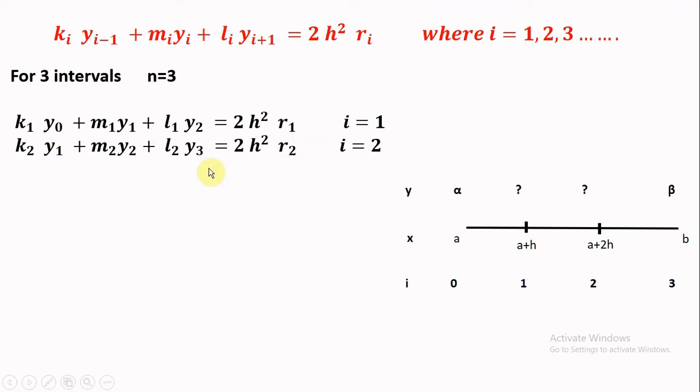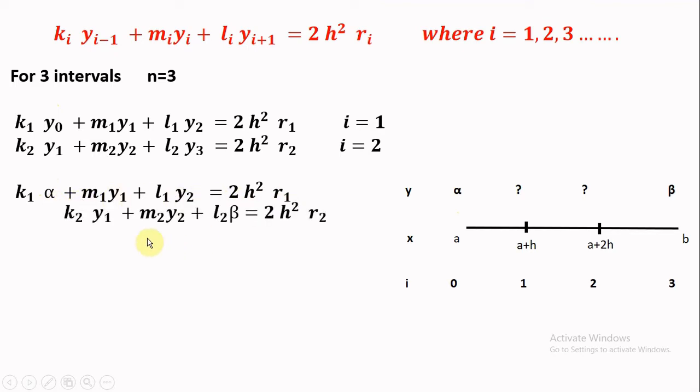So these are the 2 equations which we'll get. And over here, y0 is again, we know from the boundary condition, it is alpha. So we can put the value of y0 over here in this equation, which is alpha, and this is what we'll get. And in the second equation, if you look carefully, we know the value of y at 3. So y3 is known to us, which is beta. So if we substitute y3 as beta, the second equation will be like this.